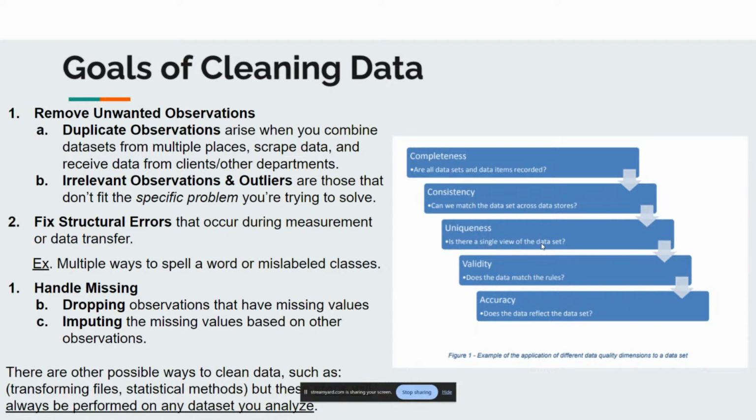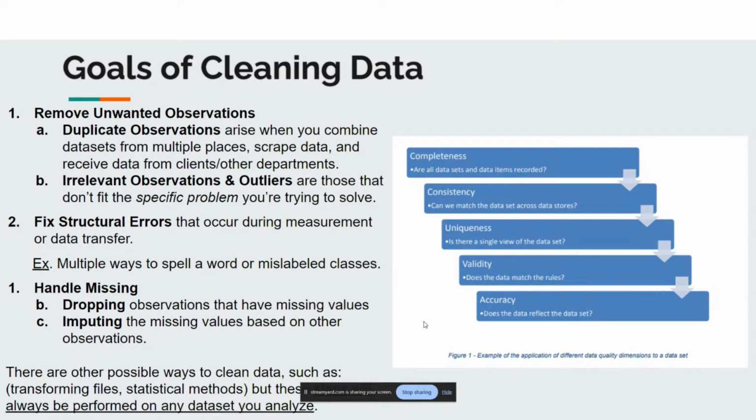Uniqueness, is there a single view of the data set? Or sometimes there are multiple views of the data set, but you define those. You have single views and then you define the different views of the data set. Validity, how does the data match the rules?